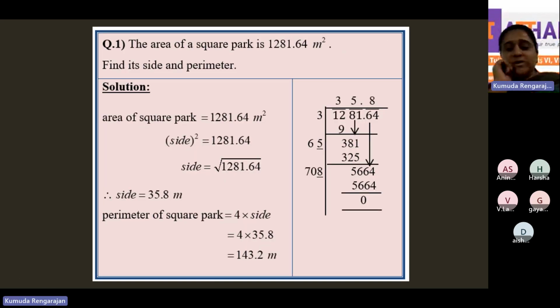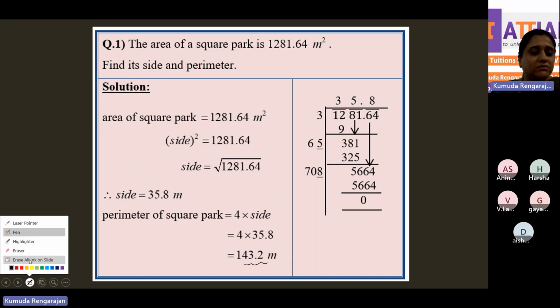Yeah, this is the answer for the first one. As Anantika rightly said, we need to find the square root of the given number to find the side of the square park. To find the side of the square park, we need to find the square root of the given number, that is the area, by long division method. Don't write it down now. I'll share the images. You can complete it at home. Online students have an option to take the screenshots now. I'll share the images on WhatsApp later, all right? And we know that perimeter is 4 into side. So 4 into 35.8, 143.2 meters is the perimeter of the square park.